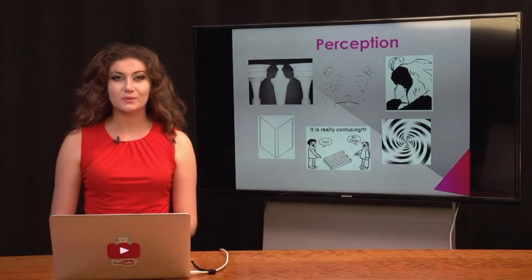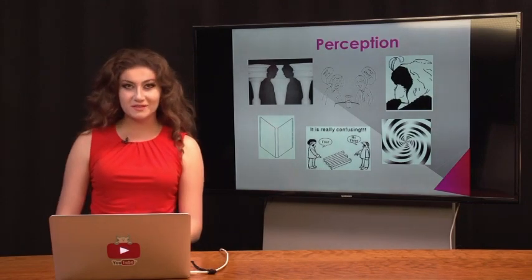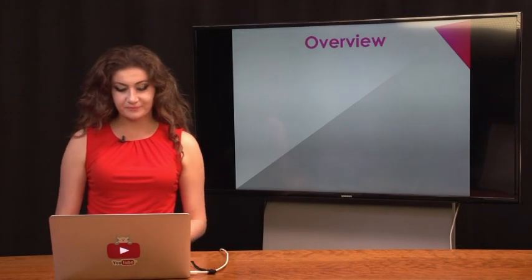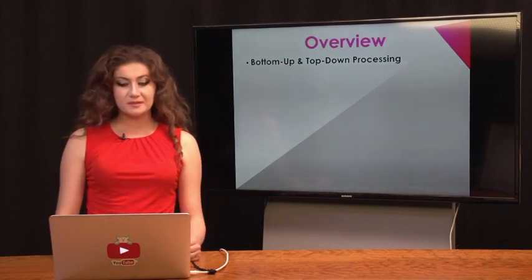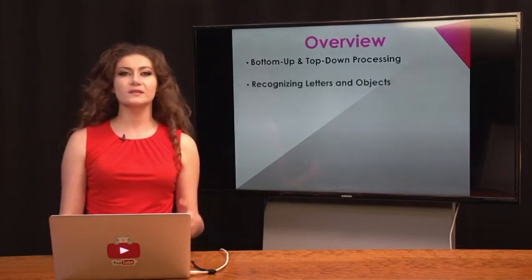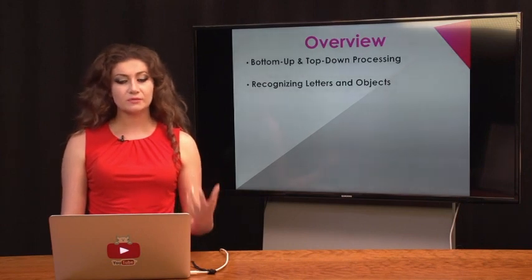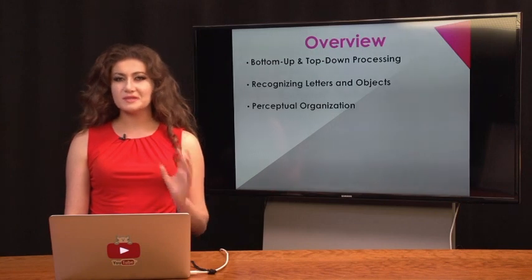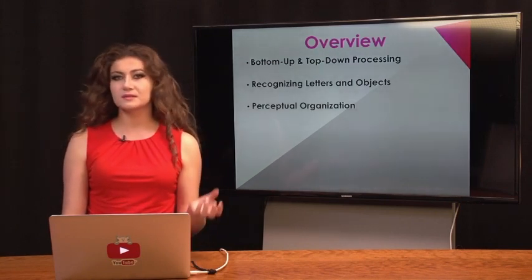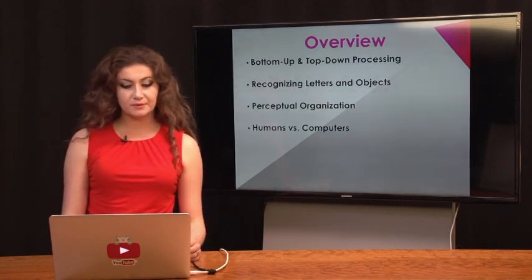On today's episode, we're going to be talking about one of my favorite topics, perception. We're going to begin by talking about the difference between bottom-up and top-down processing. We're going to talk about the way that humans actually recognize letters and recognize objects. We're going to talk about perceptual organization with respect to the different Gestalt psychology principles.